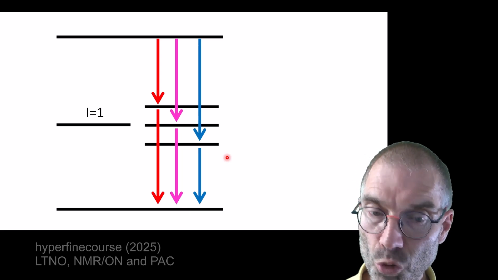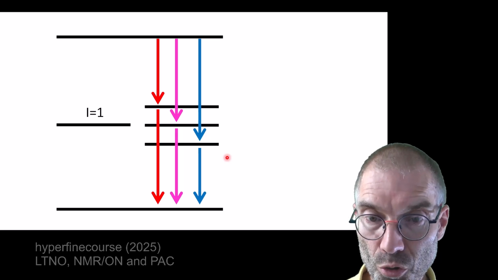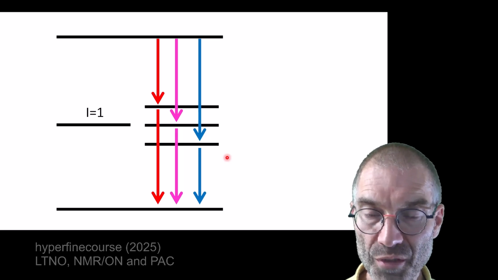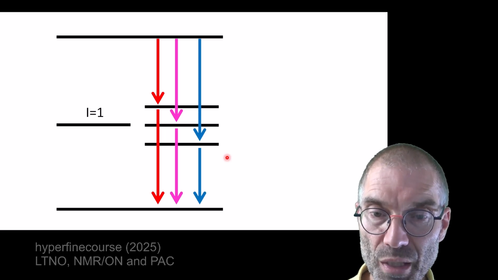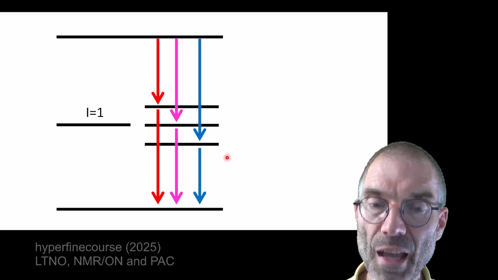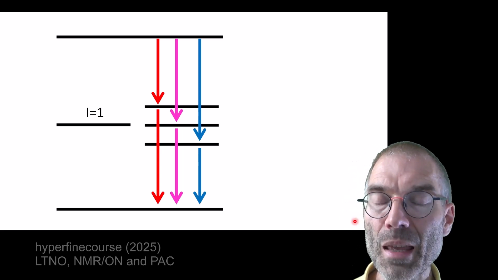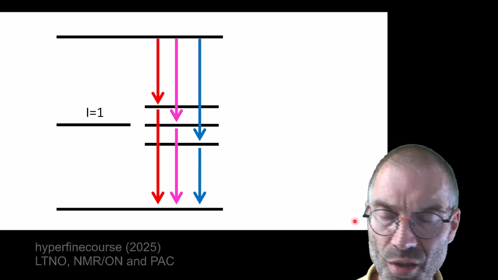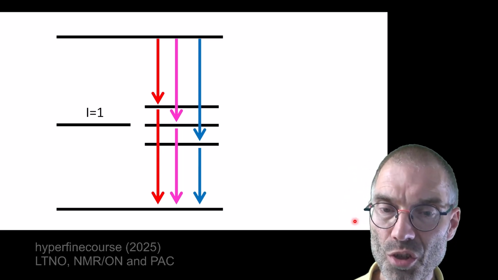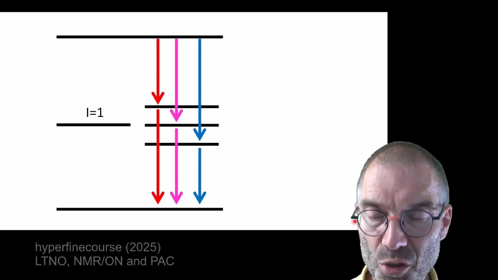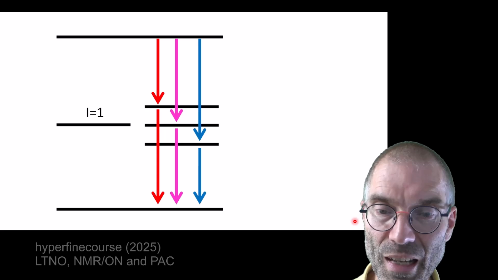So you can interpret PAC also as an entirely valid quantum phenomenon with interference between different paths. And that avoids the classical interpretation of precession, which has its limitations. You cannot really explain all details of PAC just with that classical precession.